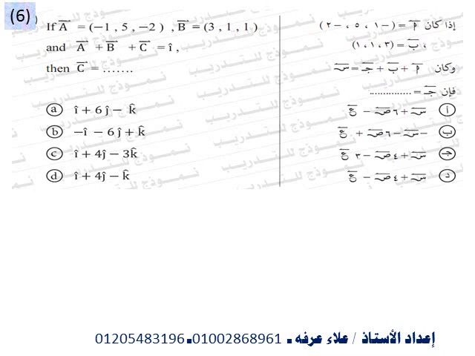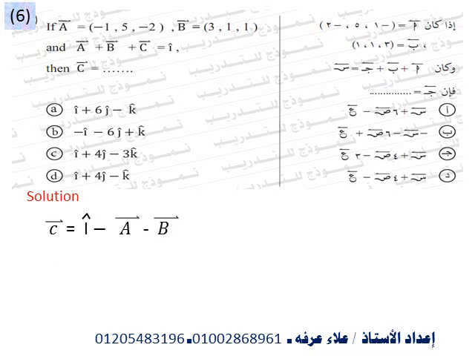If vector a equals negative 1, 5, negative 2, and vector b equals 3, 1, 1, and vector a plus vector b plus c equals i, then c equals i, which is 1, 0, 0, minus a, minus b.